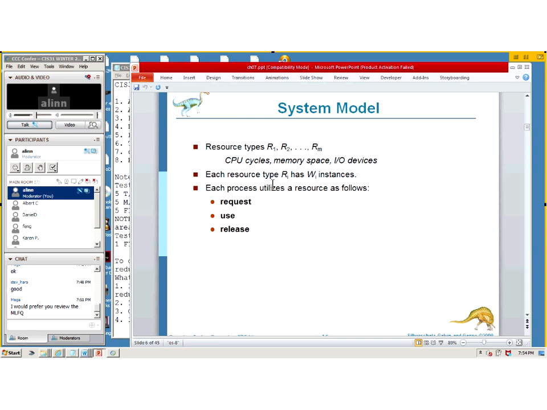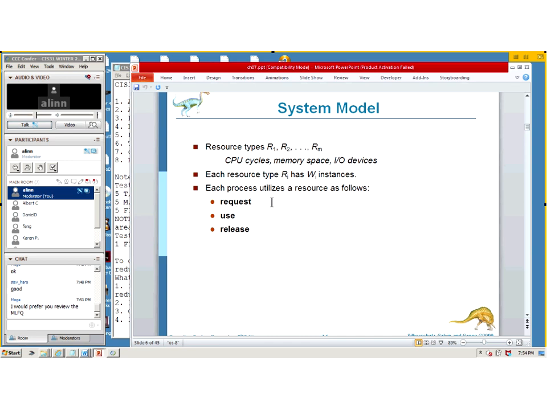Here's the process, or rather procedure. Each process uses a resource as follows. The procedure is: request a resource, use a resource, release a resource. For example, memory. It requests memory because it needs more, doing a malloc if you're in C.